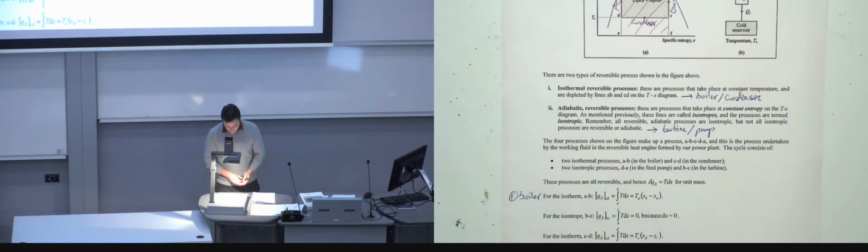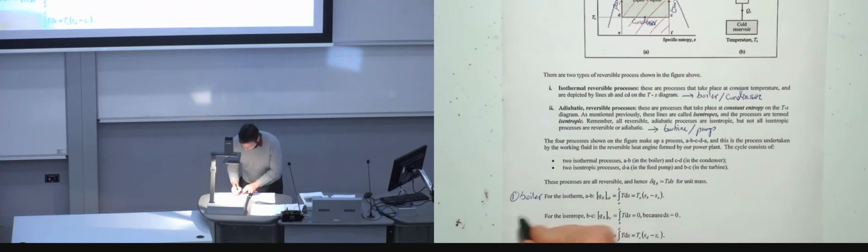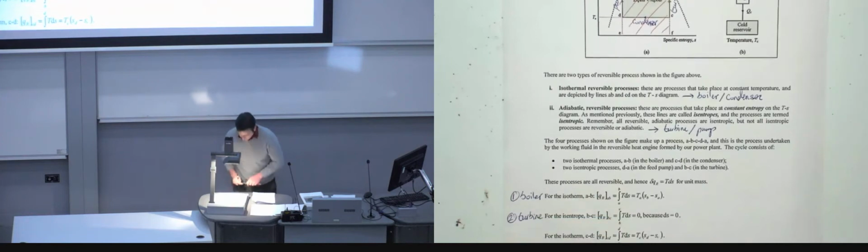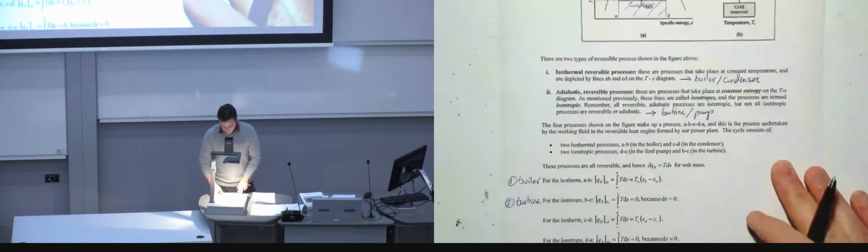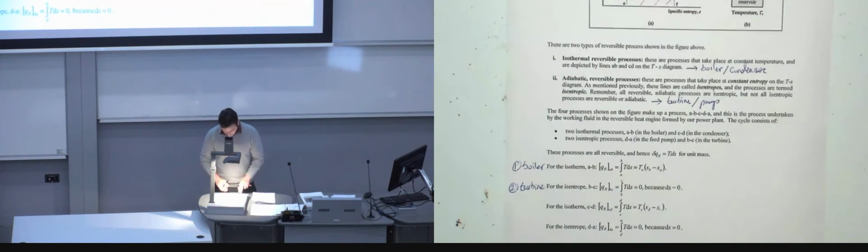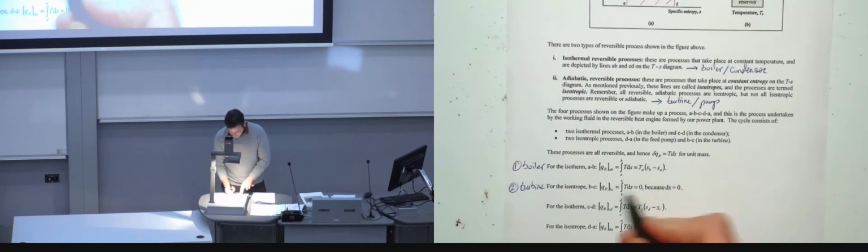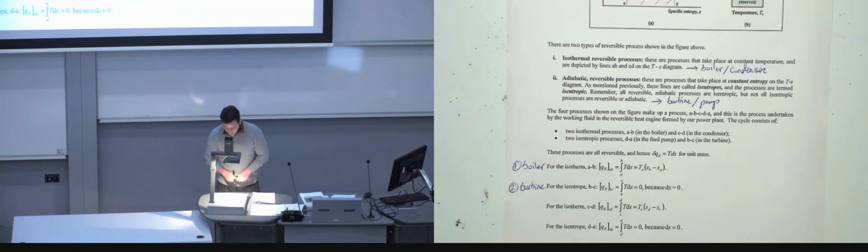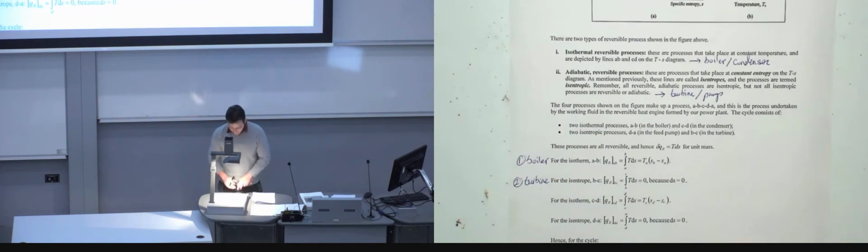What about the second device, which was the turbine? Now the turbine, there was no change in S, and therefore the change of entropy is going to be equal to 0. And as a result, delta Q will be equal to 0 as well. So that is simple. The third one is the condenser.